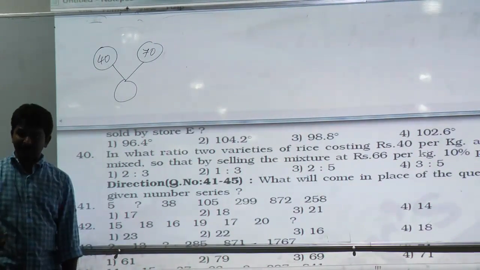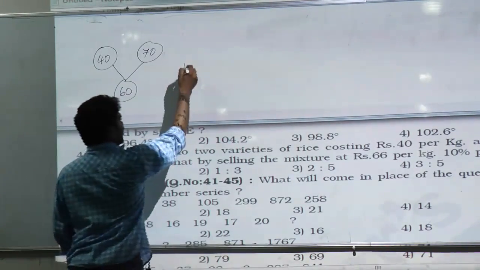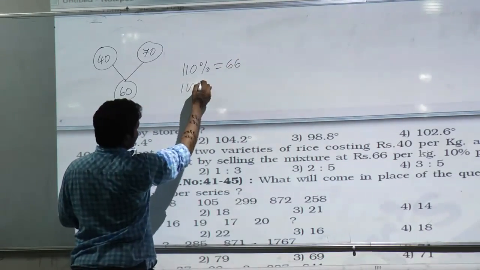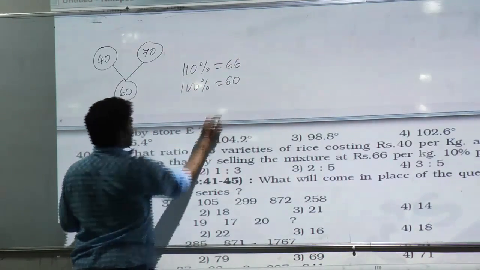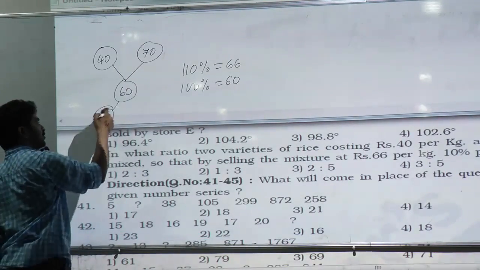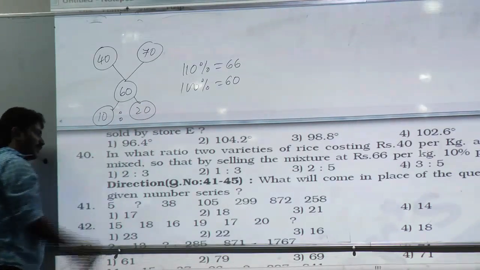Thereby a gain of 10%. So what will the cost price be? 60, right? If there is a 10% profit, that is 110%, which is equal to 66. Cost price means 100%. This is equal to how much? 60. And just go for allegation. Difference of these two is 10. Difference of these two is 20. Ratio 1:2.